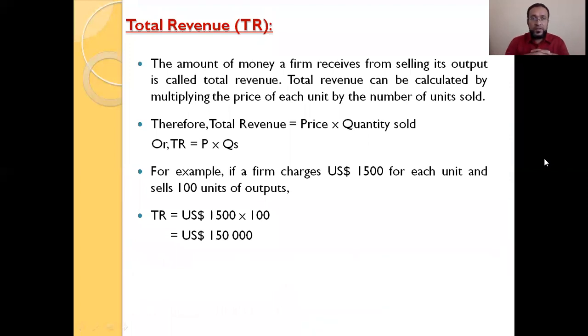Now come to the total revenue. Total revenue is the money the firm receives from selling its output. Right? Total revenue can be calculated by multiplying the price of each unit by the number of units sold. So the formula of total revenue is very simple. Total revenue equals price times quantity sold, or TR equals P times QS.